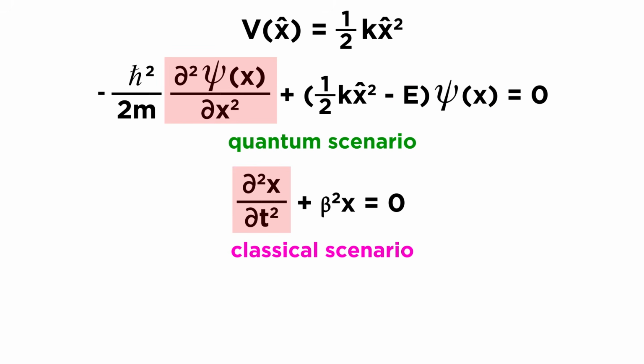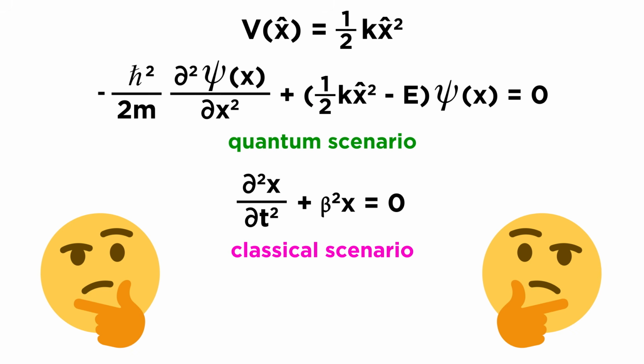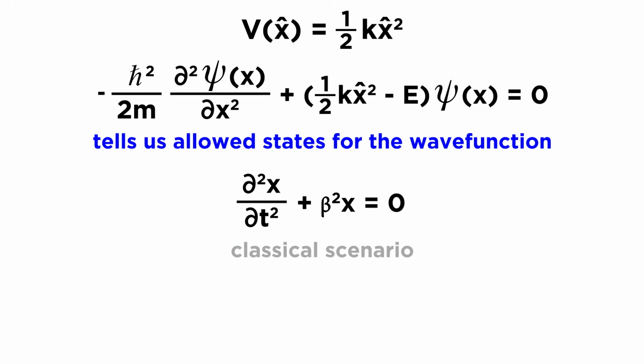Now we can quite clearly see that where we have the second derivative of psi of x with respect to x in one equation, we have the second derivative of x with respect to time in the other. And where we have this parenthetical times psi of x in one, we have beta squared times x in the other. So what can we say about these two equations? We must understand that they represent completely different problems. The quantum equation tells us the allowed states for the x-dependent wave function psi of x. Notice that this second derivative with respect to x and this position operator squared are both operating on the x-dependence of psi of x.